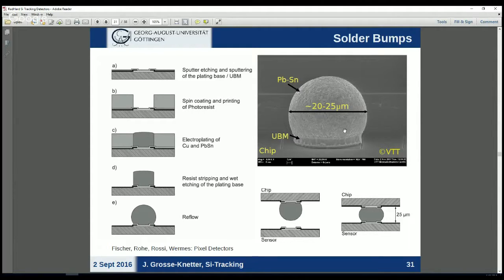This you can do with a pitch of down to 50 micrometers, so the distance between solder spheres of 50 microns. So we are able to go down to pixel pitches of the same size. That's what we take advantage of.